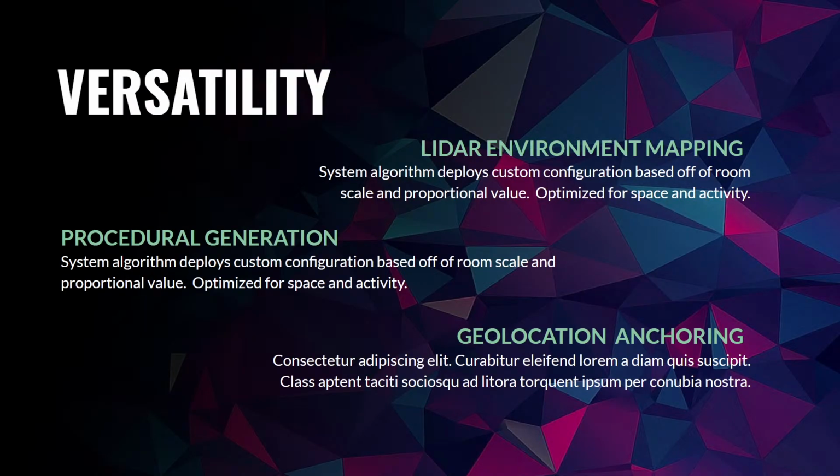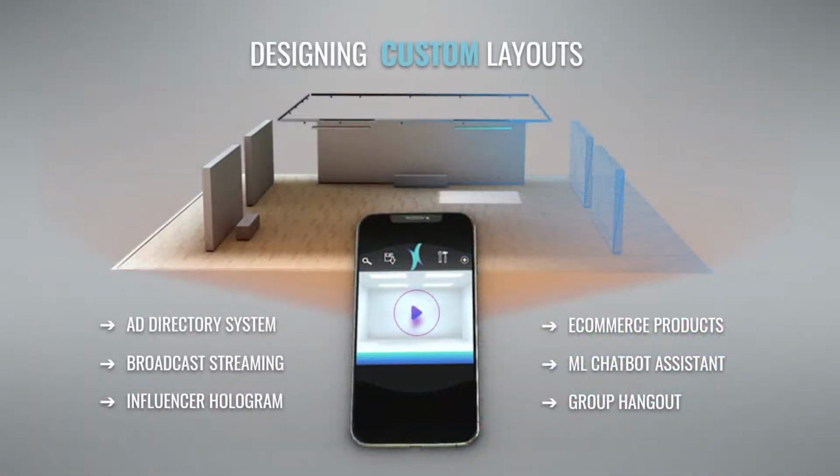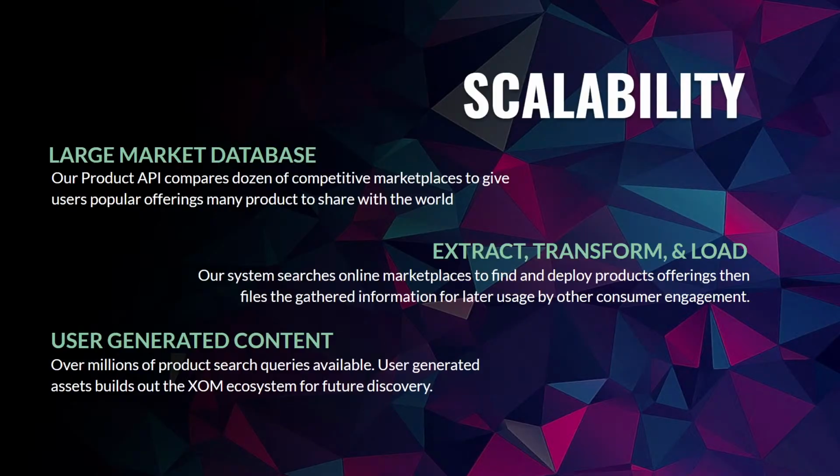And so on that note, just a little bit more detail. We use LiDAR mapping, procedural generation, geo-anchoring to make this stuff happen. And also touching on the different stuff within the environment, customized environments can have ad directory systems, live streaming, influencer holograms, e-commerce products, as you saw some of the examples, ML chatbot, machine learning chatbots, and group hangouts. Some of this stuff is underway, other stuff is working in full force. So as we move along, we will continue to roll out different aspects of this, the components working there.